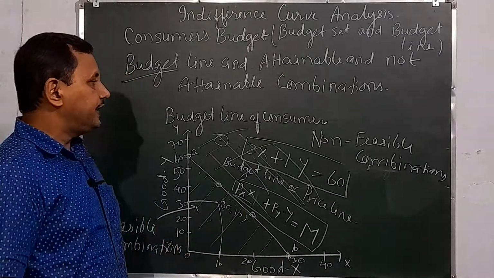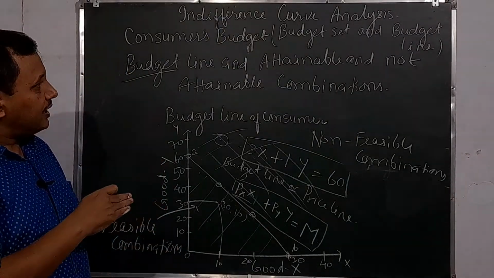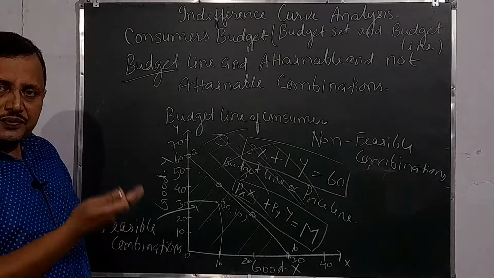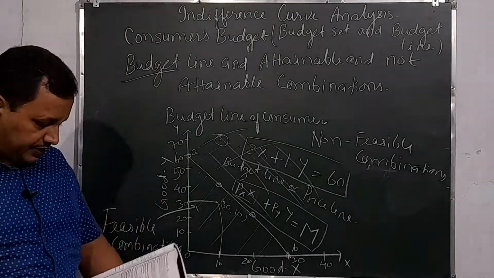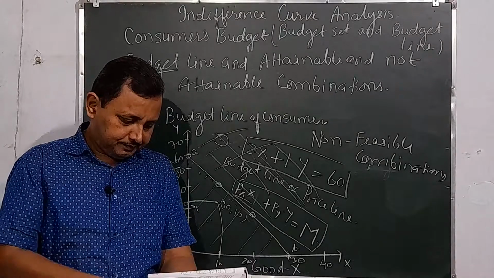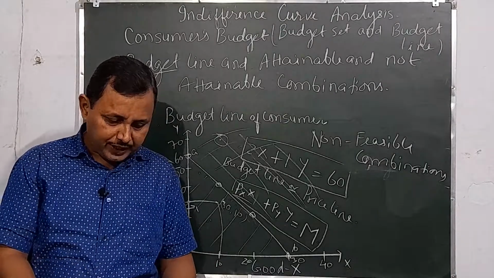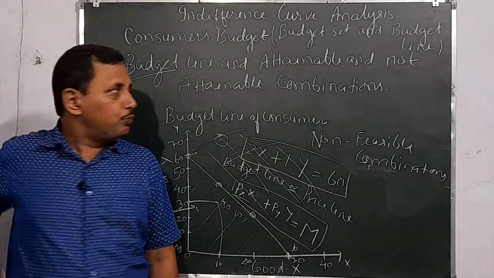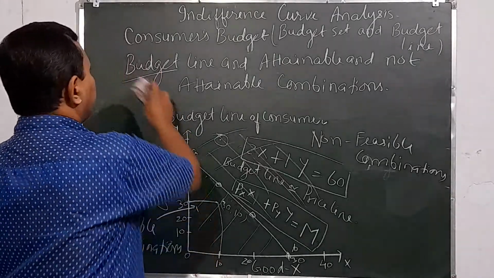So friends, here we have seen attainable combinations, non-attainable combinations, and the non-feasible region and feasible region. So this topic we have covered. Now two more topics we have to discuss.